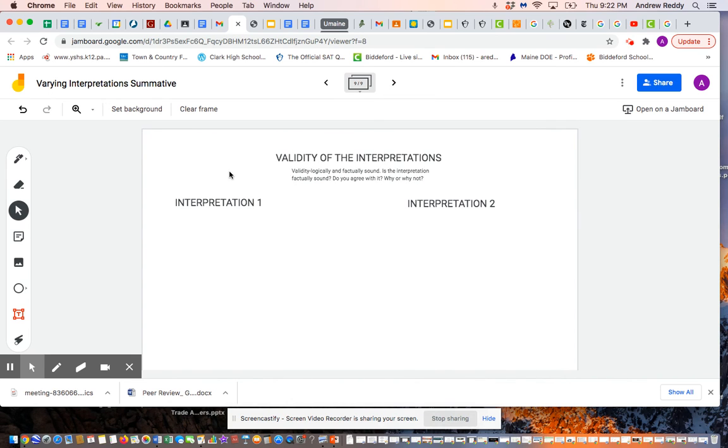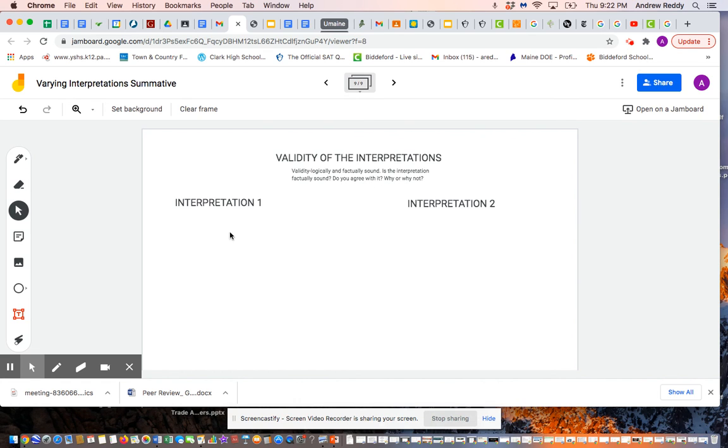Lastly, this is the new part, the validity of the interpretations. By validity, we mean logically and factually sound. Is the interpretation factually sound? Is it supported by solid evidence that you find believable? So you have to ask yourself, do I agree with this interpretation?